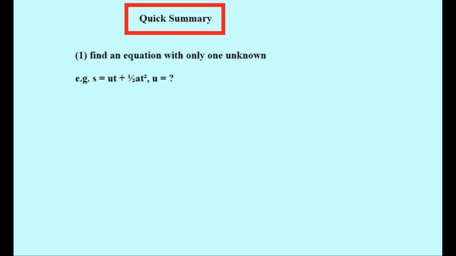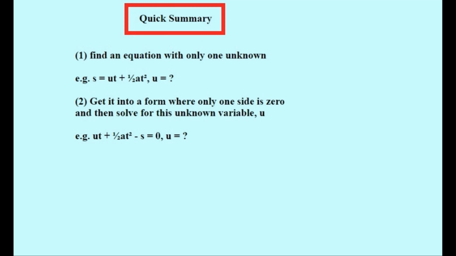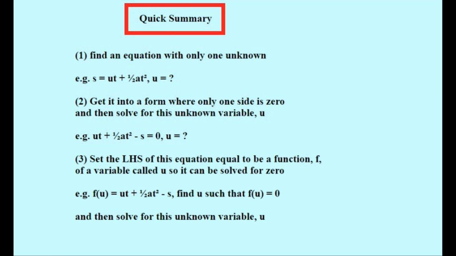Firstly, I'll show you how to solve any equation like this for any variable in it without using any algebra. The first step is to write out the equation and its unknown variable like this. Then we have to get this equation into a form so that one of the sides is equal to 0, like this. We then make this form of equation into a function called f, and then eventually solve for f equals 0, so as to find u.